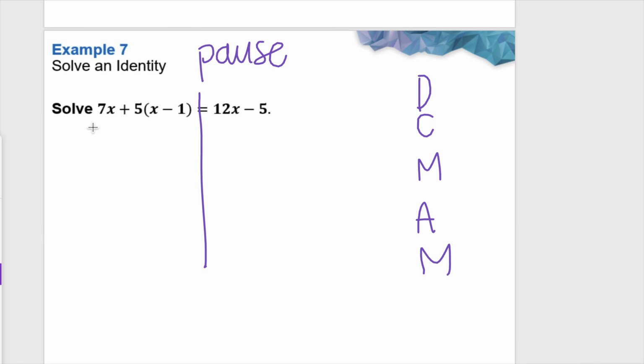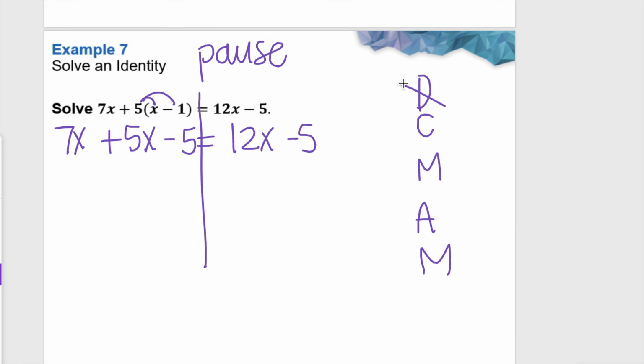All right, starting with distributing, I have on the left side 5 times x and negative 1, so I'm going to get 7x plus 5x minus 5. And then on the right side, I have 12x minus 5. I do see some combined like terms. Here on the left-hand side, I've got 7x plus 5x, that's 12x. So I get 12x minus 5 is equal to 12x minus 5.